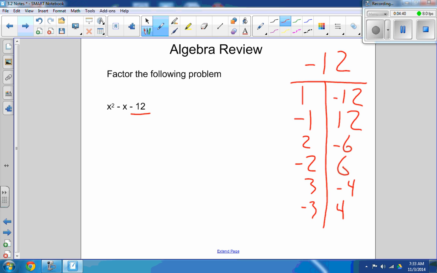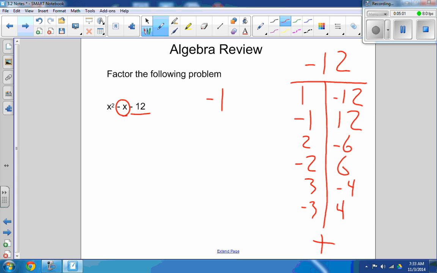Now I'm looking for a negative x. So that's a negative 1. What combination of adding these together will give me negative 1? 1 plus negative 12, negative 11. No. Negative 1 plus 12, it's 11. No.